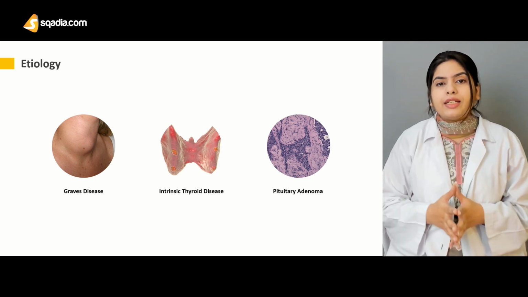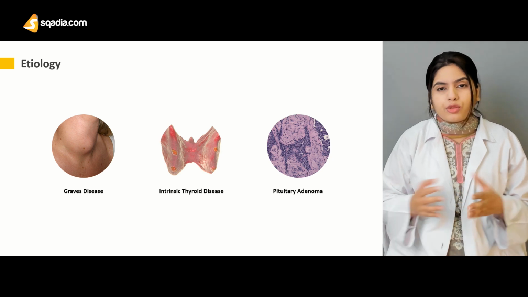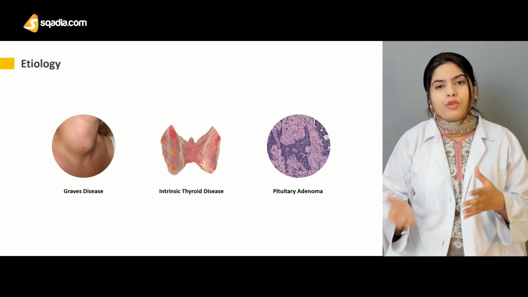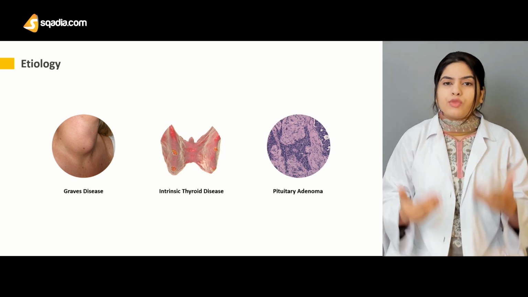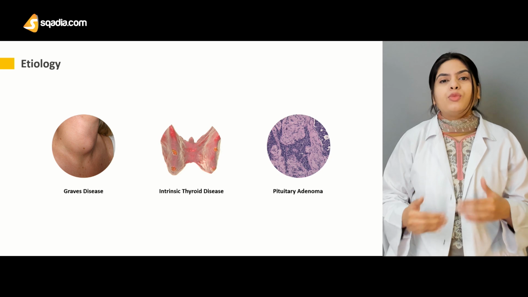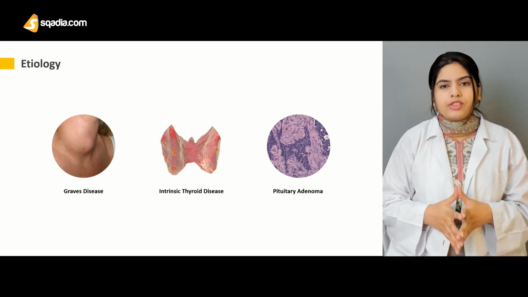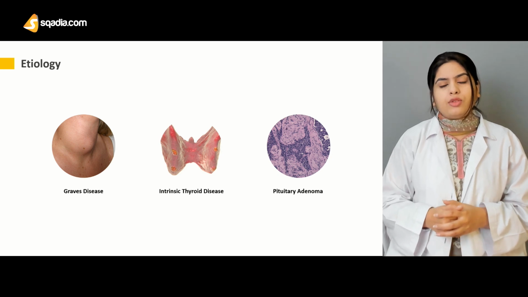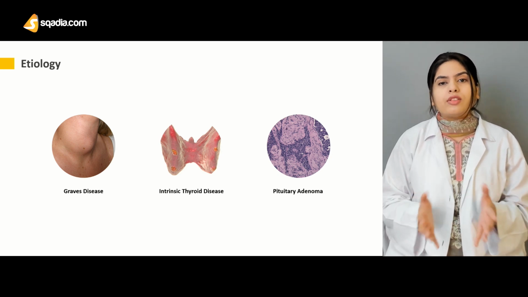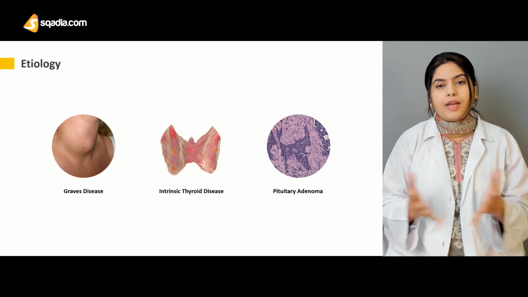So whenever there is any disease of the pituitary gland, like here the pituitary adenoma, that is a hypertrophic condition of the pituitary gland, more TSH will be released, and that will lead to excess thyroid hormone production and an excess level of thyroid hormone in the blood as well. So these are the three major causes of thyroid gland disease or hyperthyroidism.